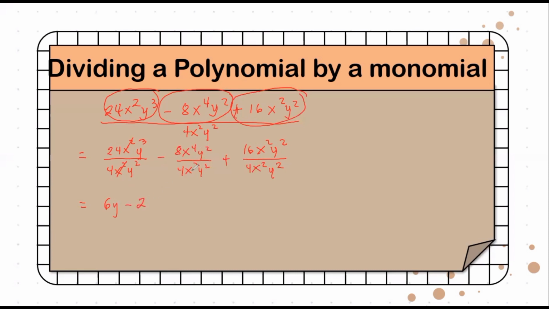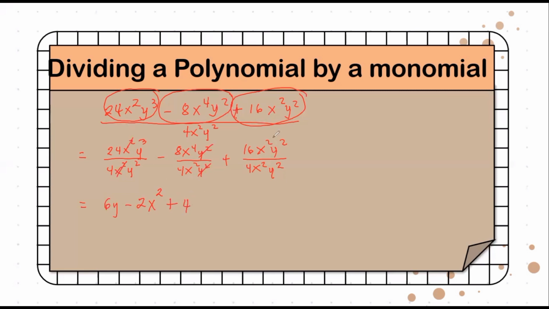X raised to 4 divided by x raised to 2, you subtract the exponent and then bring down or copy the common base, which is x. For 4 minus 2, it will give us a difference of 2. Y squared divided by y squared, cancel because it will give us a quotient of 1. And then plus 16 divided by 4, this will give us a quotient of 4.